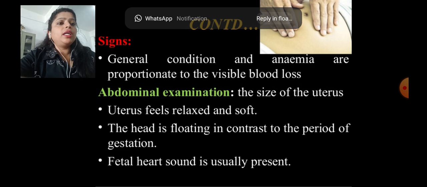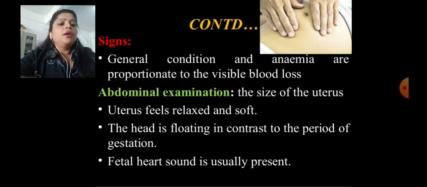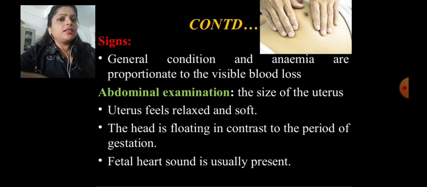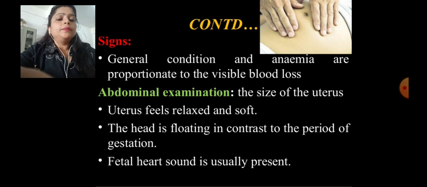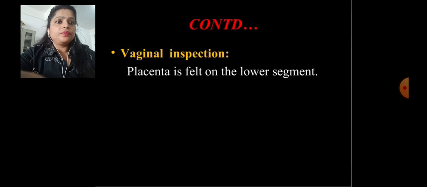The head is floating in contrast to the period of gestation. Why is the head floating here? Because the placenta has implanted in the lower part, the head is not getting engaged. Then the fetal heart sound is usually present. Although bleeding is there, we can still hear the fetal heart sound. Through vaginal examination, the placenta can be felt in the lower segment.